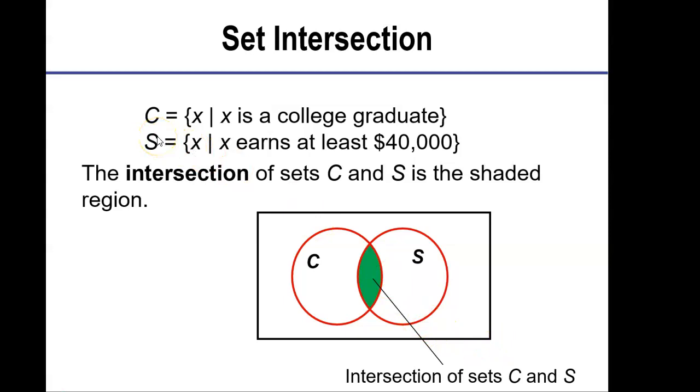So, if we take a look here, the intersection of sets C and S is the shaded region. And therefore, we would say that this shaded region represents a college graduate who earns at least $40,000.